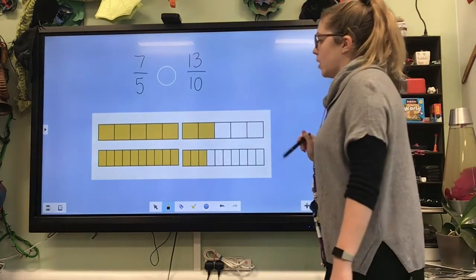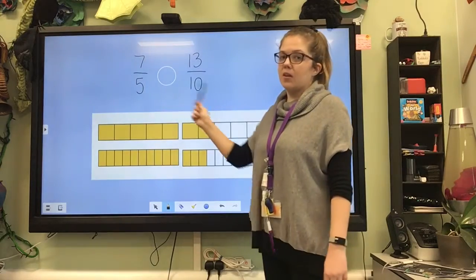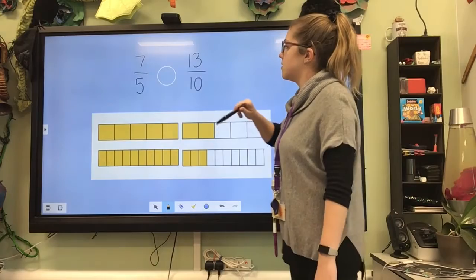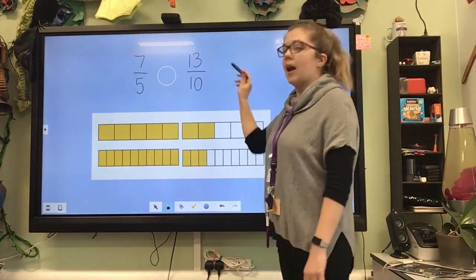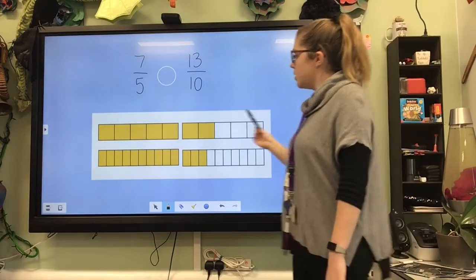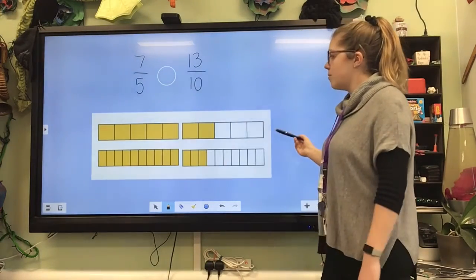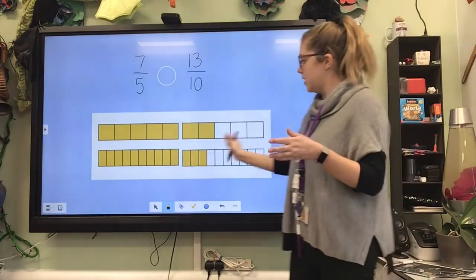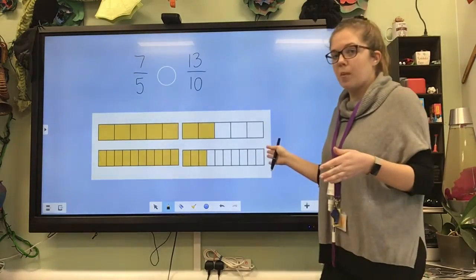But what if you've got different denominators and they are bigger than one whole? So I've got 7/5 here, which is an improper fraction, and 13/10, which is also an improper fraction. Now I've shown it pictorially because what we need to remember is the whole stays the same. We've just split it or cut it into different amount of parts.